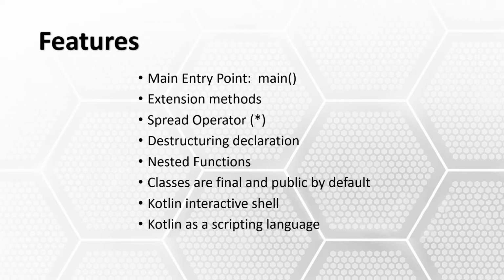Classes are final and public by default. That means to derive a new class from a base class type, the base class needs to be explicitly marked as open. This is in contrast to most object-oriented languages such as Java, where classes are open by default.